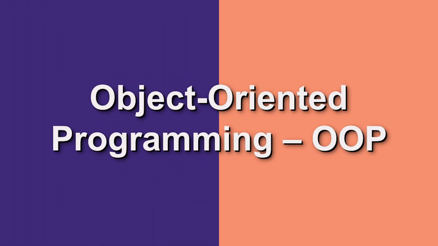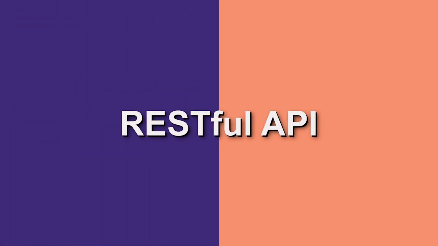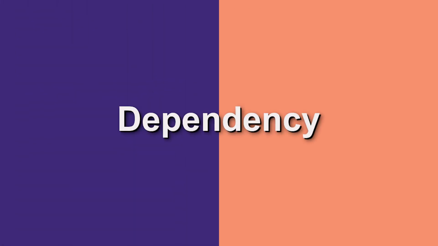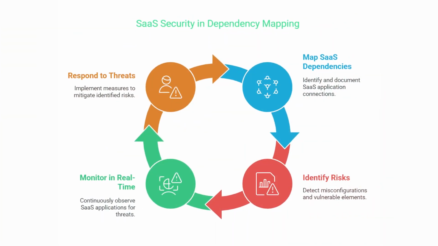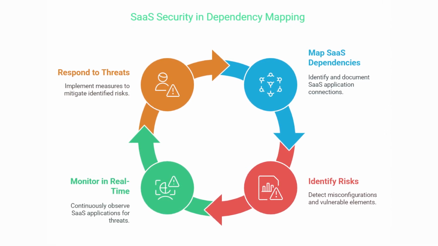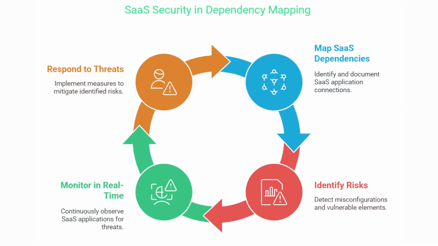15. Object-oriented programming, OOP. A programming style based on objects, involving concepts like classes and inheritance. 14. RESTful API. A design style for building APIs that is simple, readable, and standardized. 13. Dependency. When your project relies on external packages or code. Learning to manage dependencies is very important.